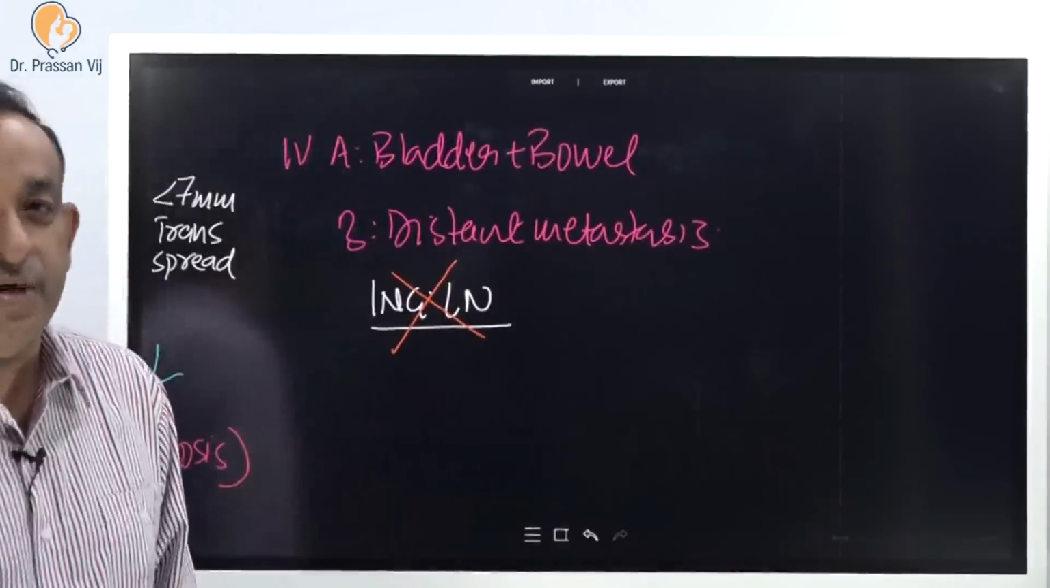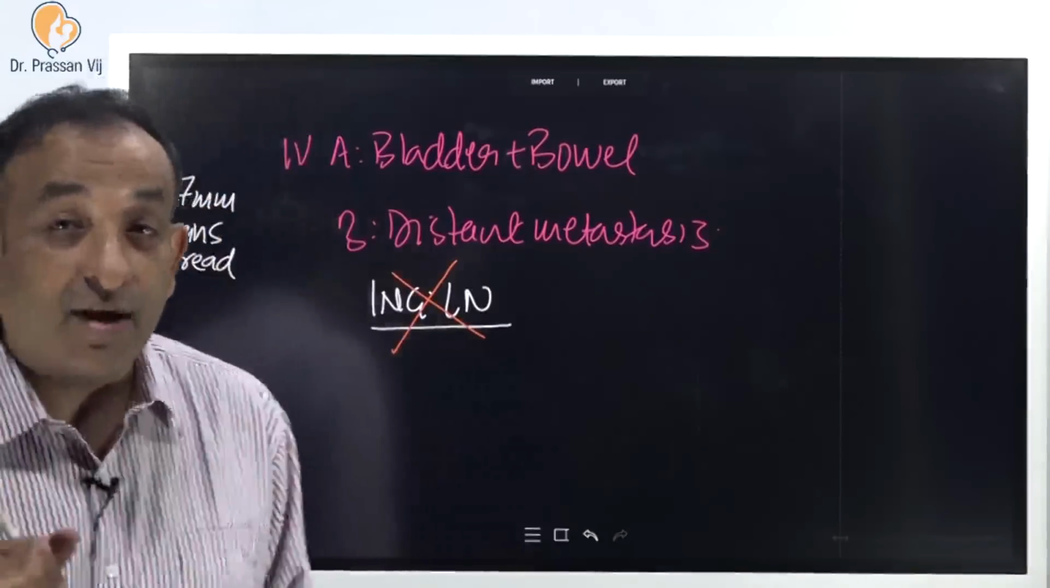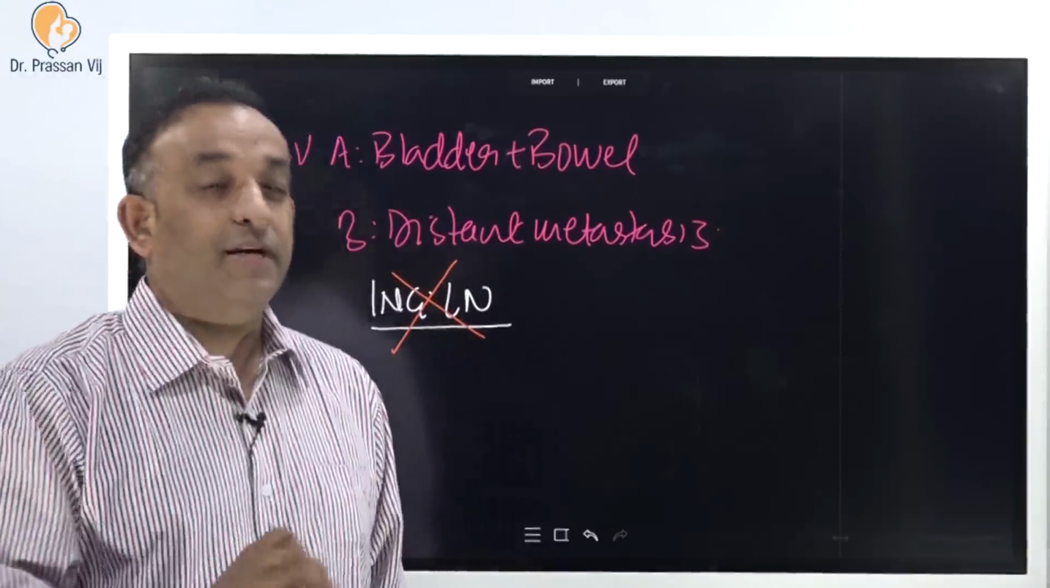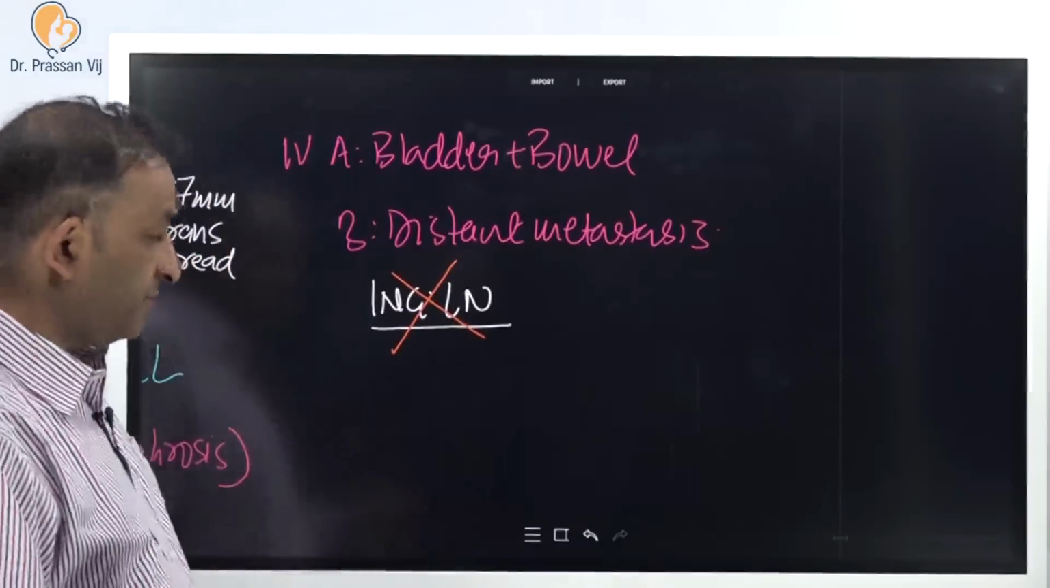That's the MCQ which has come many times. In CA endometrium, I have told you it is stage 4B. In CA ovary, I have told you it is stage 4B. Now, in CA cervix, I am telling you it is not involved. Okay, that's even your anatomy question.